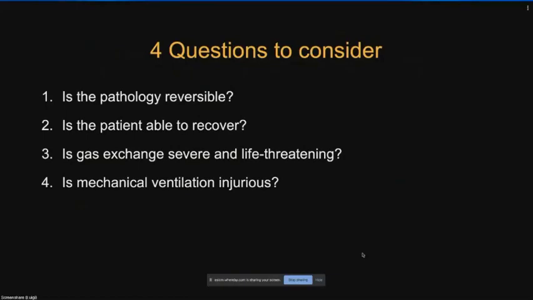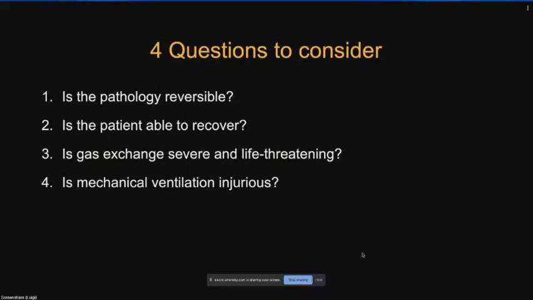The first question is clearly, is the pathology reversible? Not the pathology necessarily that led to the respiratory failure in the first instance, but the pathology that we are dealing with now. So the hyperinflammation, the multiple organ failure.